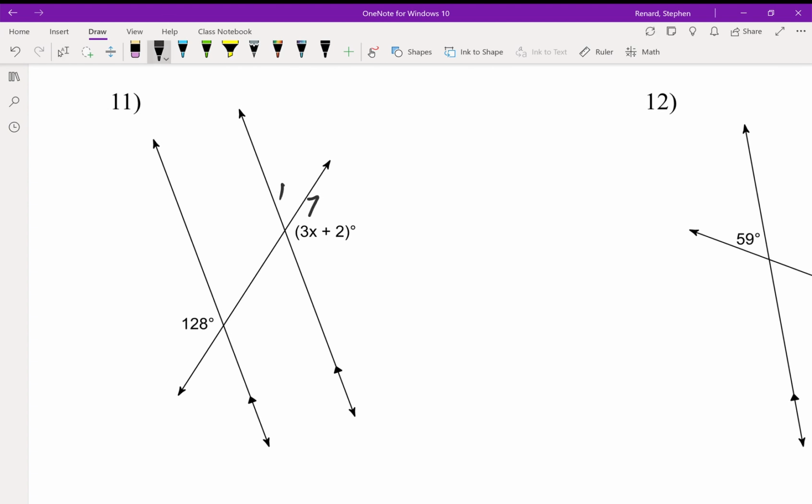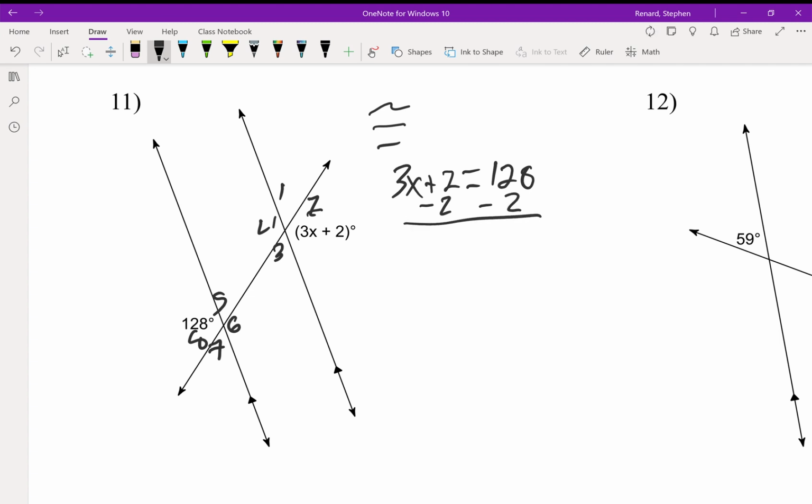Number 11: 1, 2, 3, 4, 5, 6, 7, 8. We have 2 and 8 alternate exterior. That means that they're congruent, which means that their measures are equal. So we have 3x plus 2 equals 128 degrees. Subtract 2, that's the subtraction property of equality. 3x equals 126 degrees. Divide both sides by 3, division property of equality, and we get x equals 42.